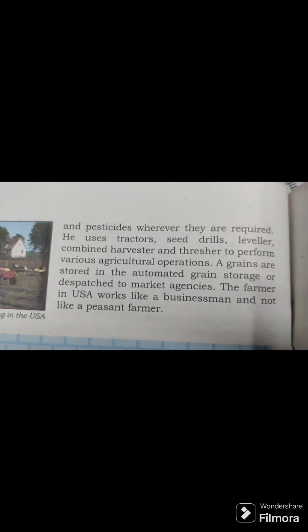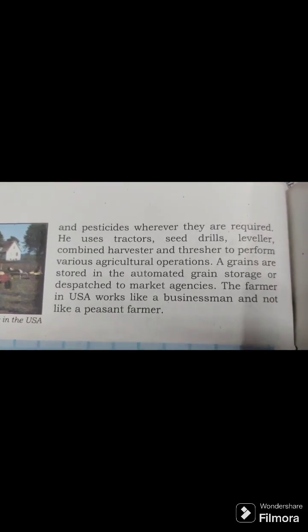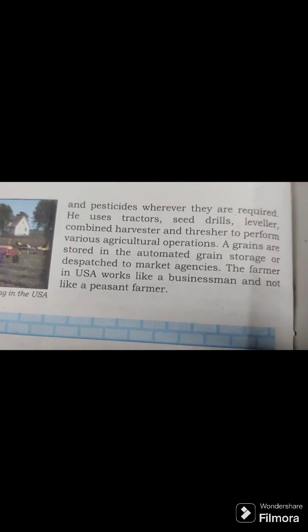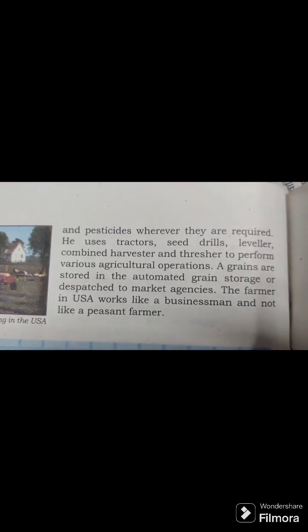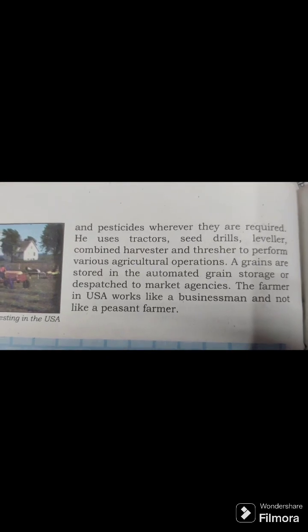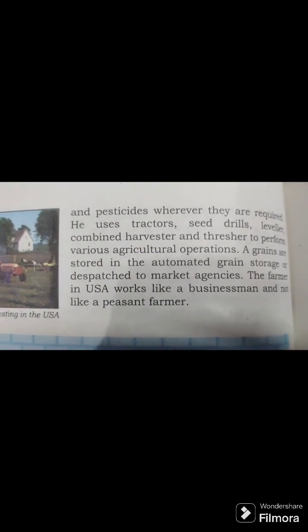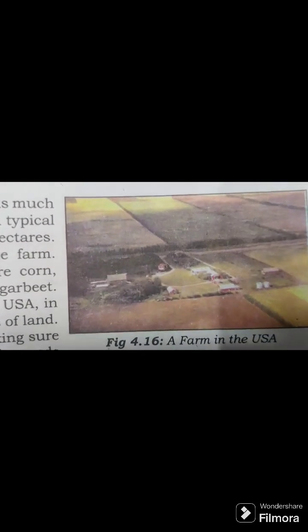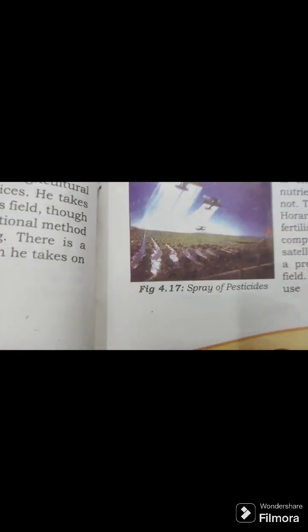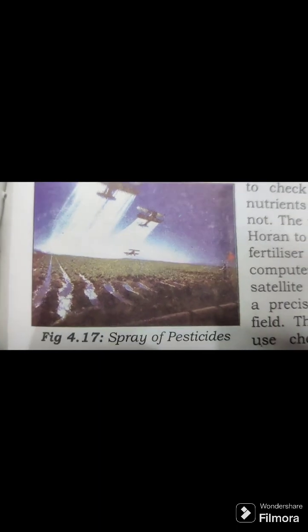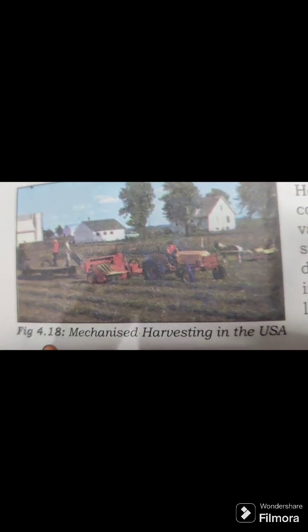He uses tractors, seed drills, levelers, combine harvesters and threshers to perform various agriculture operations. Grains are stored in the automated grain storage or dispatched to market agencies. The farmer in the USA works like a businessman and not like a peasant farmer. This figure 4.16 is showing a farm in the USA. Figure 4.17 is showing spray of pesticides. This figure 4.18 is showing mechanized harvesting in the USA.